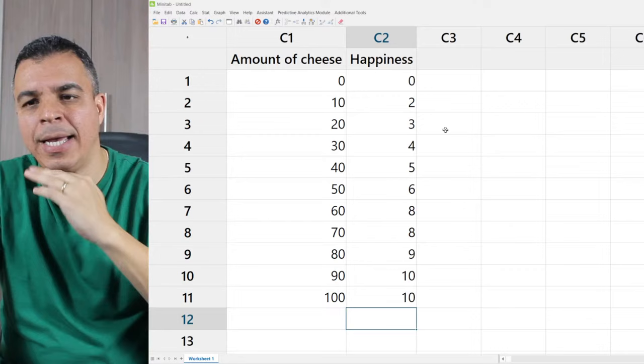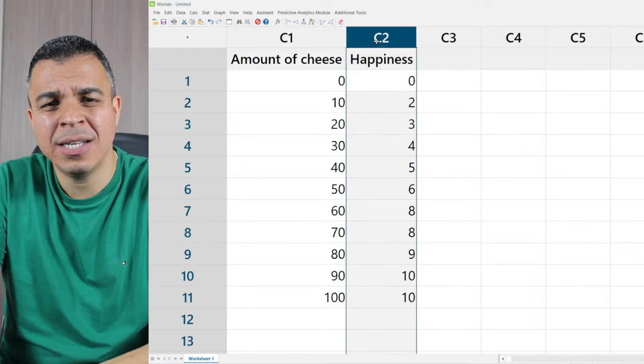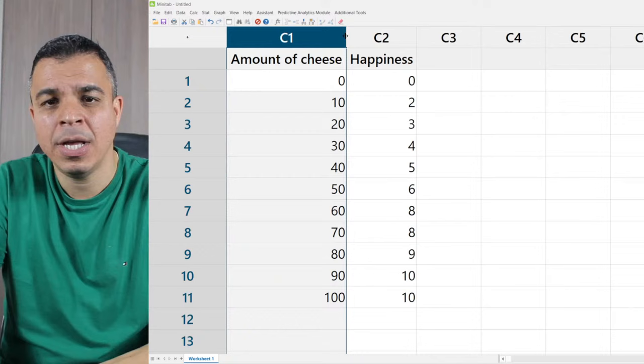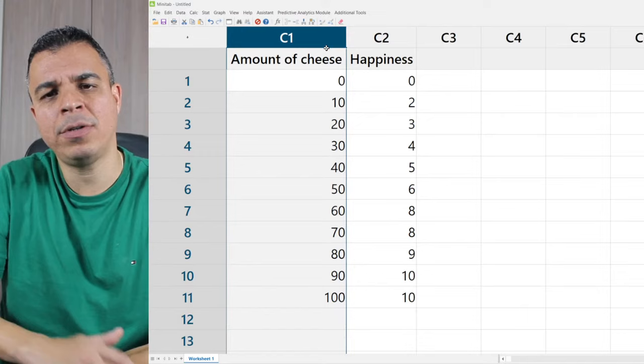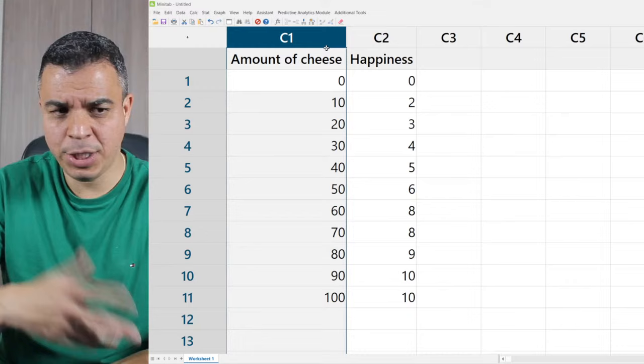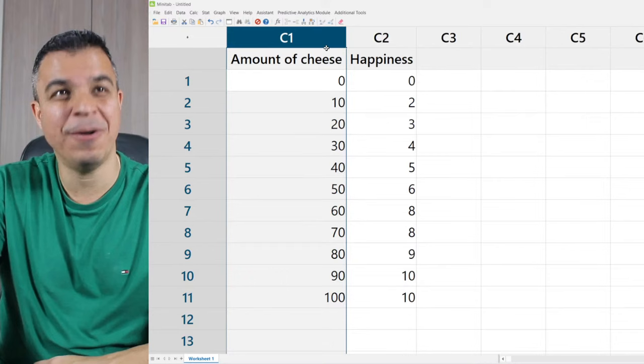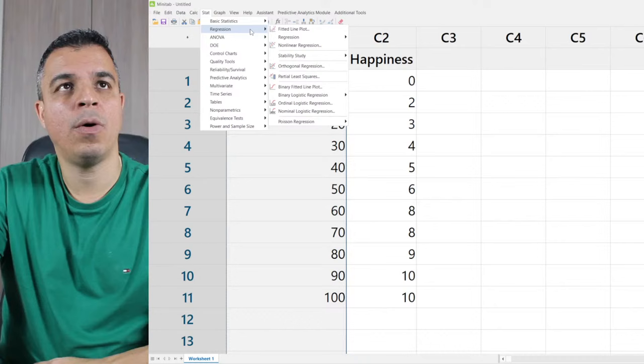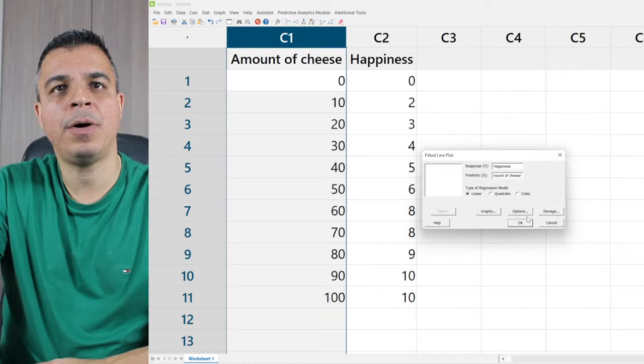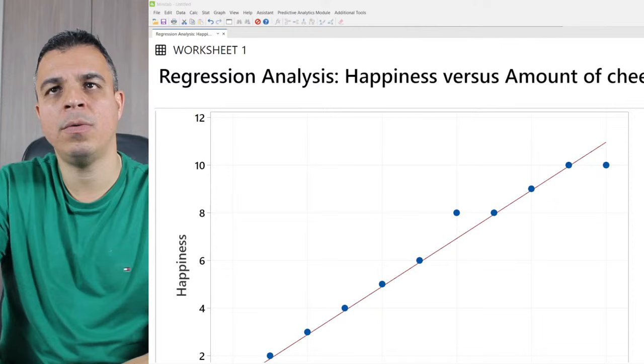I can check if one thing is somehow connected to another thing using very simple terms. I can see if happiness is a function of the amount of cheese. Meaning, wow, if you want to see Marcelo happy, just give him cheese. So you can predict my happiness. Beautiful. So you can use something that we call regression. Happiness, amount of cheese, beautiful. Very likely a linear model will work beautifully.